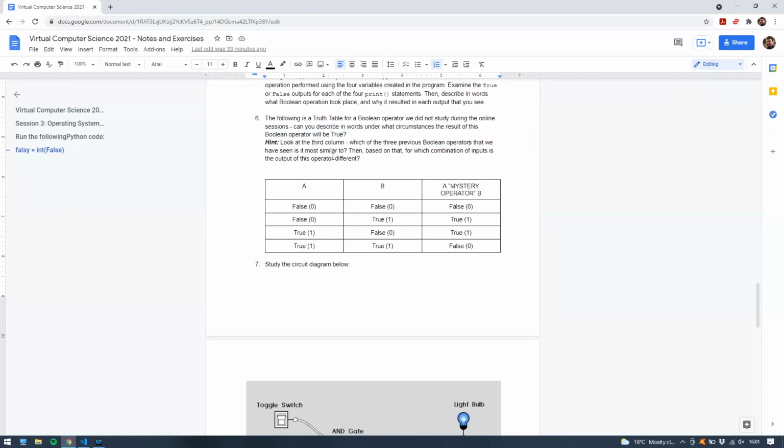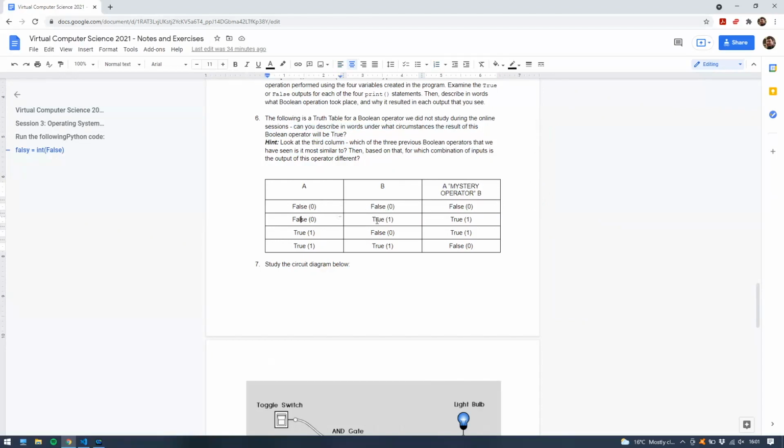So let's go back to the core question though. Can you describe in words under what circumstances the result of this Boolean operator will be true? Right, so let's have a look at the rows. We have a mystery operator working on inputs A and B. I shouldn't say false and false because we don't know what the operator is. So false mystery operator false is false.